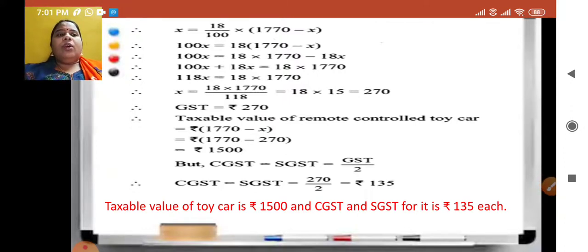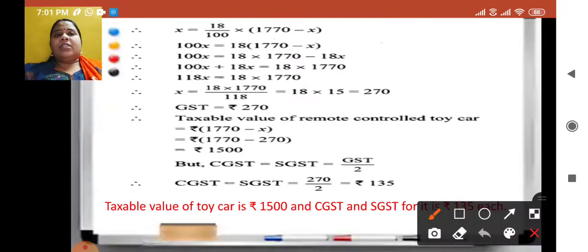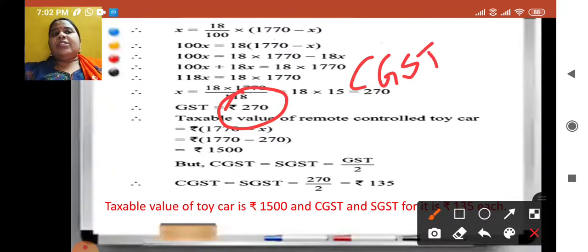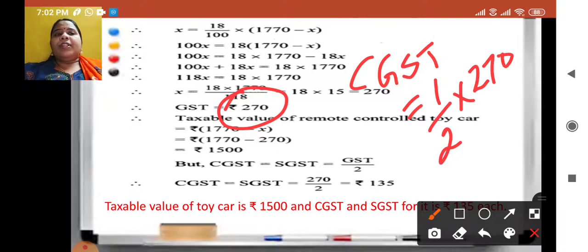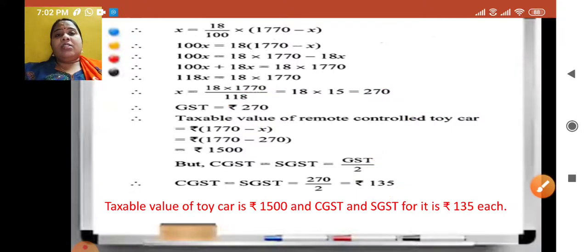Right? Now, one more thing that they have asked is CGST and SGST. That can be immediately calculated from here. GST is 270. So what will be CGST? CGST and SGST is nothing but half of GST amount. So that is half of 270. What is it? When I divide it, I get 135. So these are the answers that they want in this. First thing, they want the taxable value of the car, that is 1500. CGST and SGST both will be same, and that we have calculated as 135 each. I hope all the steps are clear, including the calculation steps. Okay, so write it.